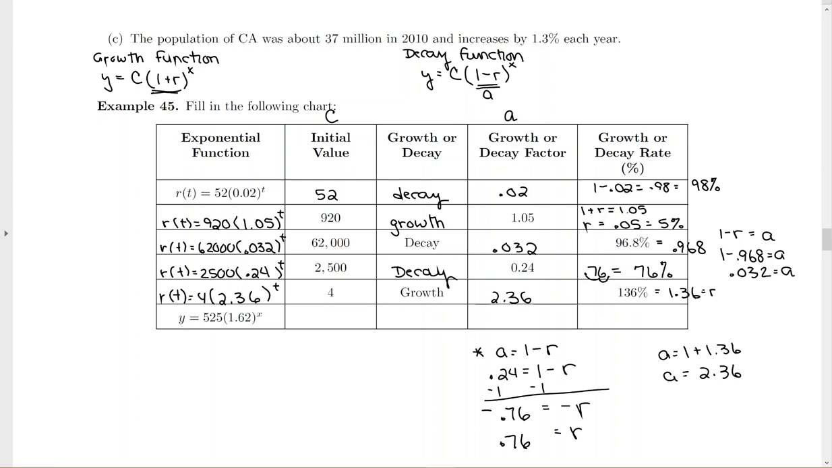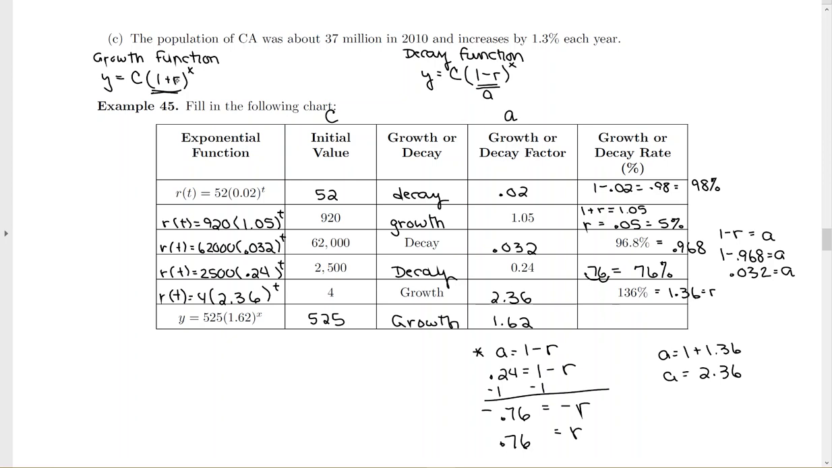Okay. This one gives me the equation, kind of like in step 1 here, and we're going to break it down. So my initial is 525. The factor is bigger than 1, so it's a growth. And the factor itself is 1.62. So now I need to find the growth rate.